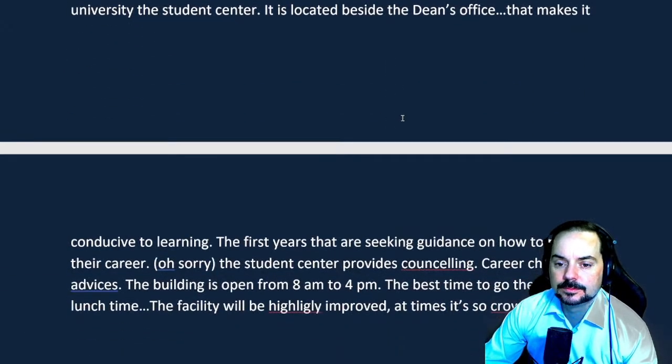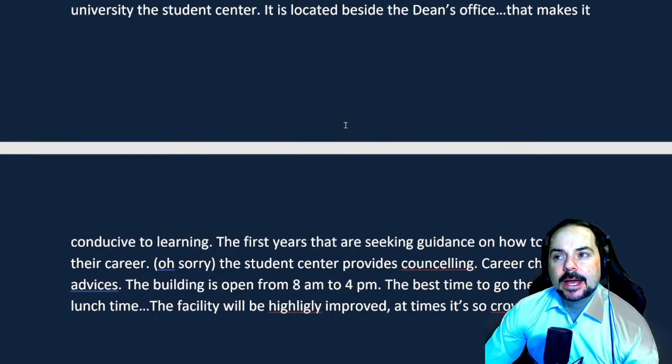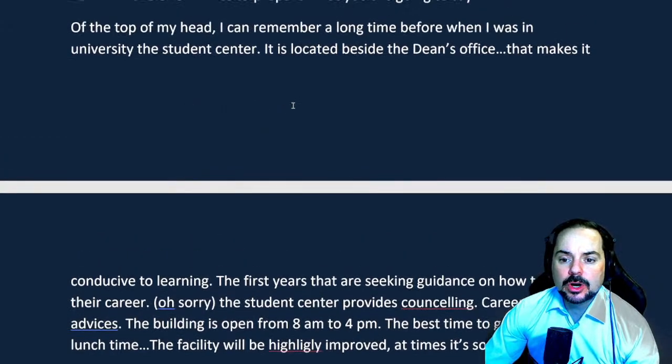I'm having a hard time translating what's in my mind to describe it. Yeah, exactly. It was around the middle where you stopped for a bit, where you were talking about the activities that happened there. So the start of it was okay. You said, off the top of my head, I can remember a long time before when I was in university, the study center. I think what you're doing is overcomplicating. You're being unnecessarily truthful and unnecessarily complex.